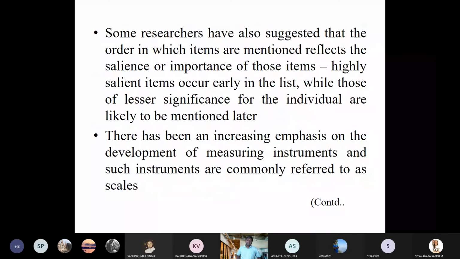Some researchers have also suggested that the order in which items are mentioned reflects the salience or importance of those items. Highly salient items occur early in the list, while those of lesser significance for the individuals are likely to be mentioned later. So, getting my point, when people taxonomize and classify, the things which are very important come first, and the things which are not so important come later. Based on the significance, they classify.